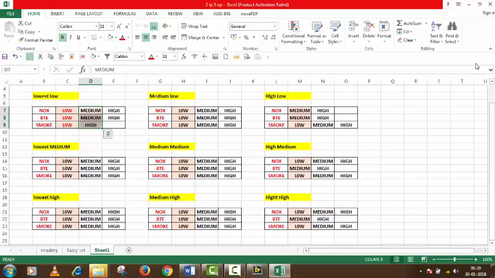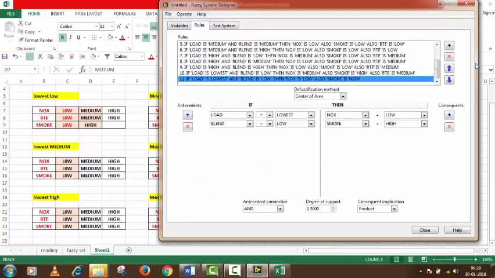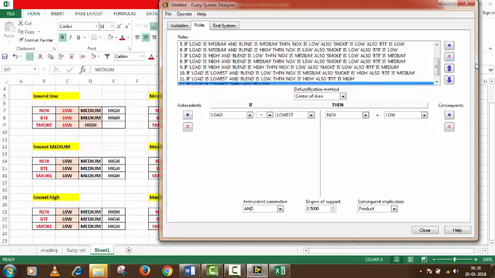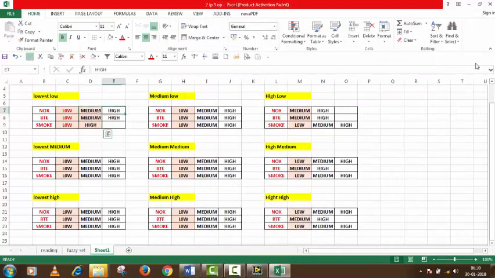Okay. Next, NOx is high, BT is high. Here what happens? NOx is high. You can change BT here itself. Okay. NOx is high, BT is high. Degree of support product is there. Next. Okay. This rule is okay. Understood?